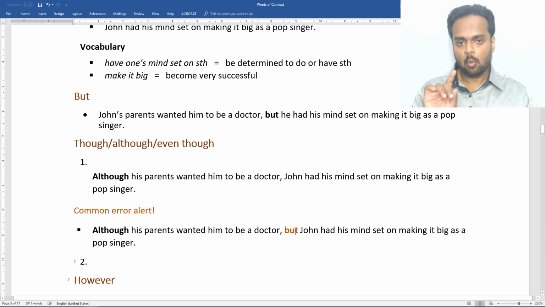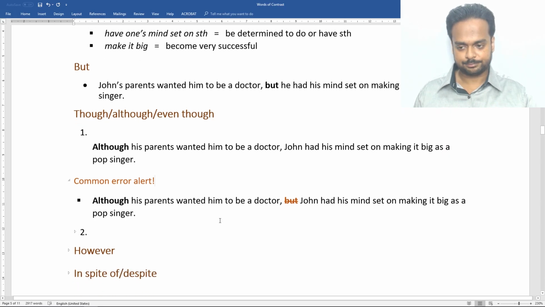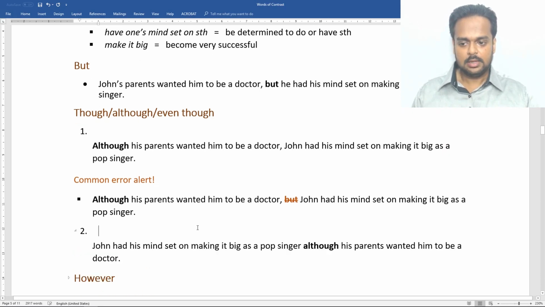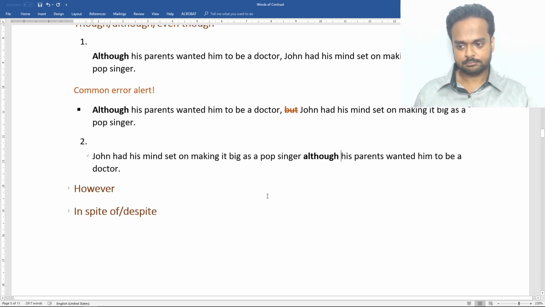You can only use one of them. You can use although or you can use but not both in the same sentence. So I'm just going to strike that one out. Remember that. The second option is to reverse the order of the clauses. So I have the result first here, and then although, and then the clause that has the expectation. That's also fine. Now obviously, instead of although, in both of these options, you can write though or even though, and that would also be correct.